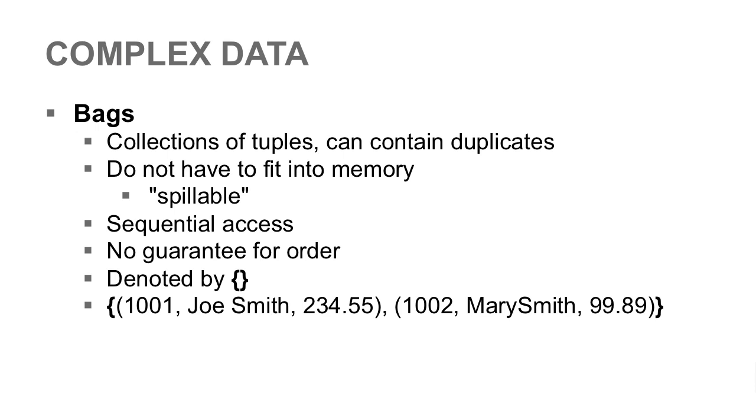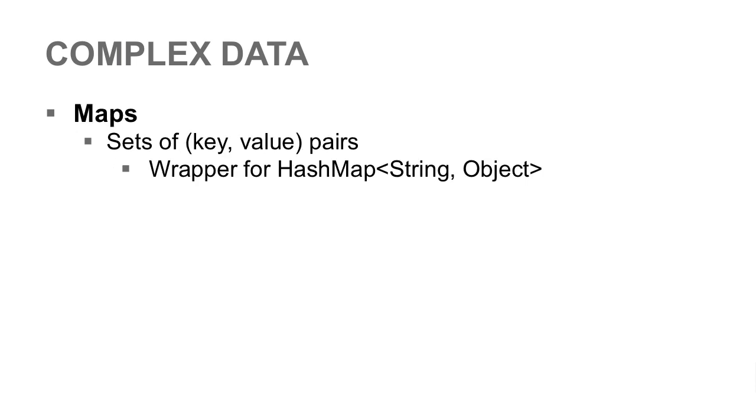Regarding the notation, bags are denoted by curly brackets, and here we have one bag in which we have two tuples. Maps are sets of key and value pairs. They are equivalent of hash tables, and internally they are really implemented with Java data structure hash map, where the string is the key and object is the value.